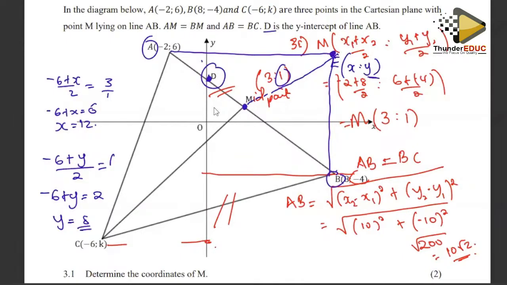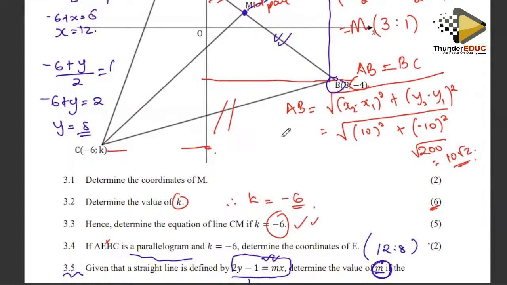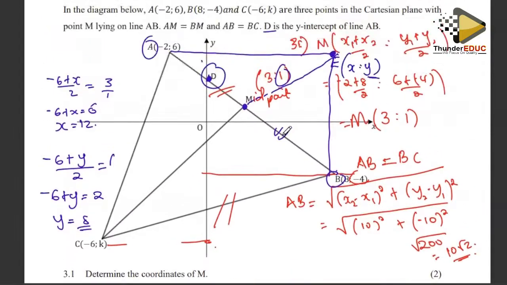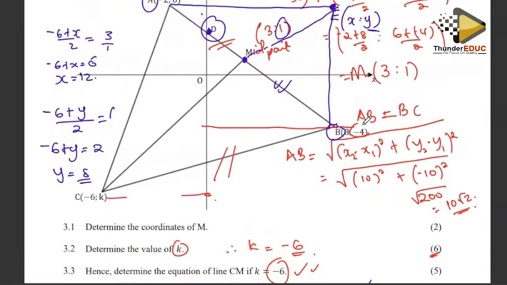Okay, the equation, we know we only found the distance. Did we find the gradient? Nothing, only found the midpoint. Okay, so let's try to find the gradient of AB. Maybe that will lead us to what we want. So it's going to be 6 minus -4 over -2 minus 8. That gives us 10 over -10, which is a -1.